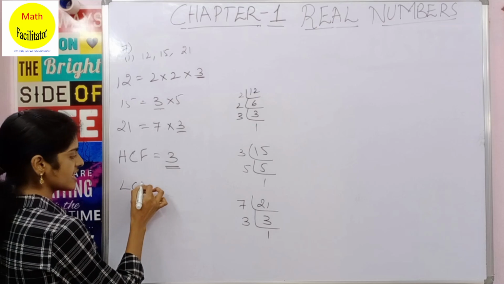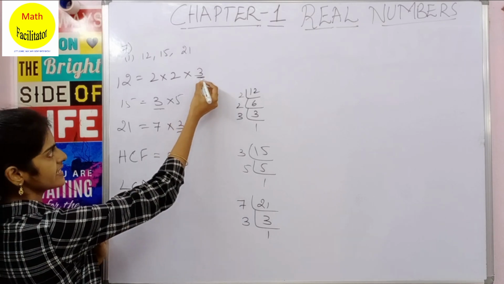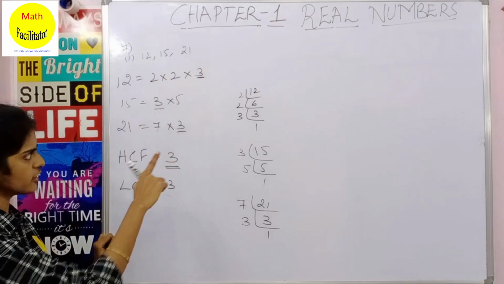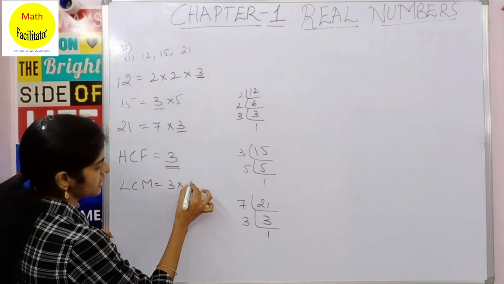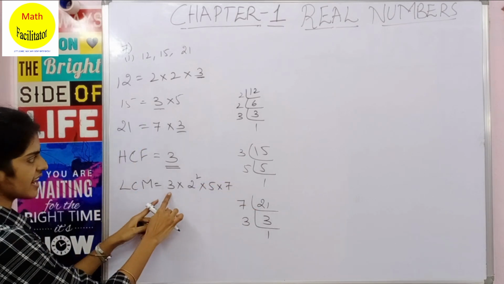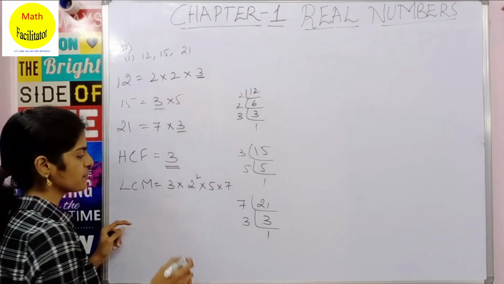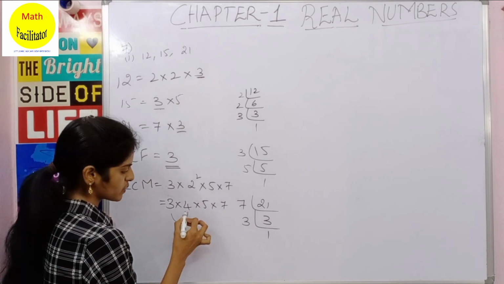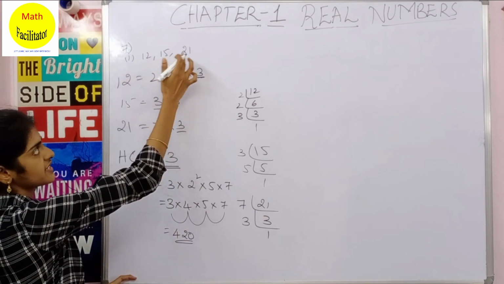Clear? Now LCM is nothing but the product of all the factors with the greatest power. So here you can see 3 is the common factor in all the numbers. So write 3, and the greatest power of 3 is only 1. You have 3 only once in all the factors. Into, now you can see 2, how many times do you have 2 here? You have 2 two times, so it is 2 square, into, and you have a 5 and 7 here. So for the common factors, you will write only the greatest power of the common factor, and you will multiply all the other factors. Clear? So this is nothing but 3 into 4 into 5 into 7. So 3 fours are 12, 12 fives are 60, 60 sevens are 420. So the LCM of 12, 15 and 21 is 420.